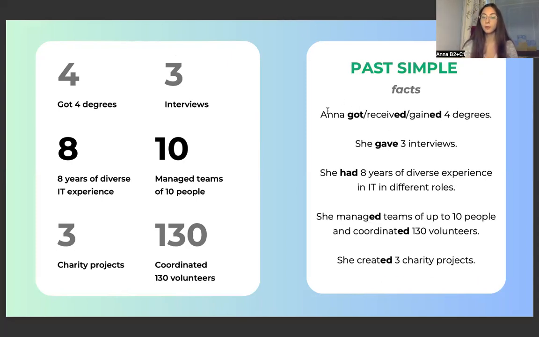For example, Anna received or gained 4 degrees. She gave 3 interviews. She had 8 years of diverse experience in IT in different roles. She managed teams of up to 10 people and coordinated 130 volunteers. She created 3 charity projects. And now you can make your own examples.